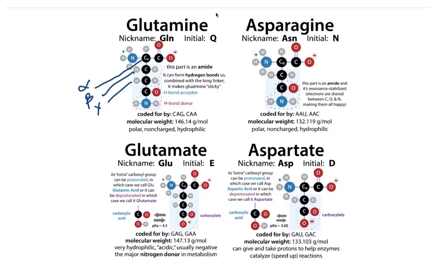But the central one is going to be that chiral center. For some of the amino acids, you do have another chiral center further on. The one we care most about is going to be that alpha carbon.